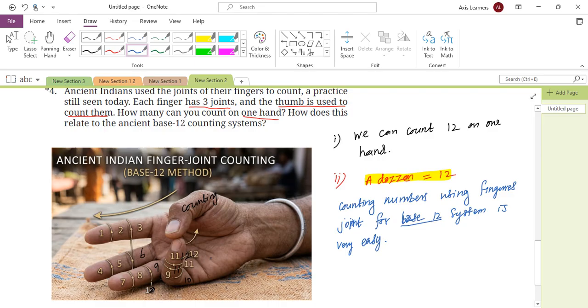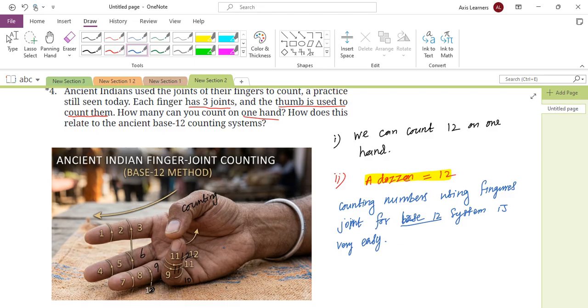We can count from 1 to 12, and we can take one finger from the other hand. In that way we can make 5 groups, right? So 5 into 12, 60. So with 2 hands we can count 60 in this way. But now we are following the base 10 system. By using that system we can count only one group, 10. But if you use the base 12 system, we can use 2 hands to count 60 numbers, okay? So that is very simple.